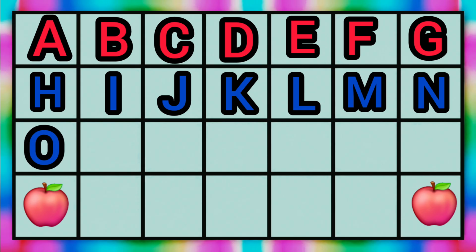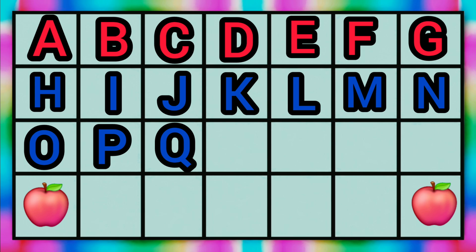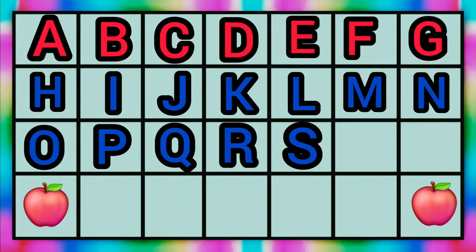O for orange. P for peacock. Q for queen. R for rose. S for ship. T for tomato. U for umbrella.